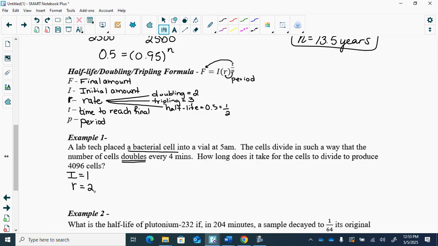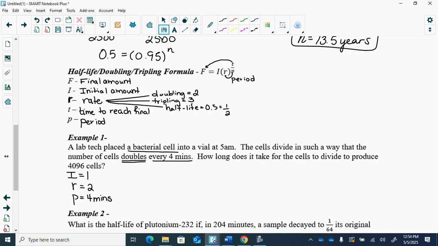It doubles every 4 minutes. So in 4 minutes, I'm going to have 2. And then in 4 more minutes, I'm going to have 4. In 4 more minutes, 8. In 4 more minutes, 16. 4 more minutes, 32. It's doubling every 4. So is that T, time to reach final, or P, the doubling period? Period. People find it really hard to understand. T is how long it takes to get to the final amount. P is how long it takes to double, triple, or half. So if it doubles every 4 minutes, I give you P. And P and T have to be the same units.